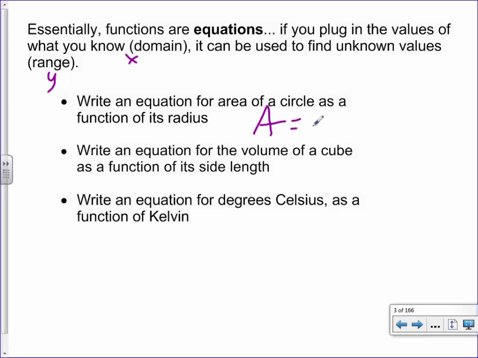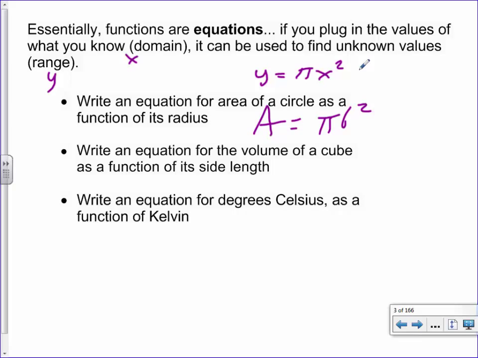Close. Area is pi r squared. It's close. You actually have circumference. So as an equation, when you guys are in other subjects, like say physics or chemistry, I mean, equations are essentially functions. I could write this as y equals pi x squared. Does that make sense? Like the a and the r, does it really matter what letters I use?